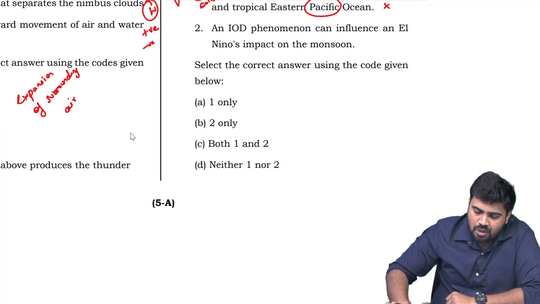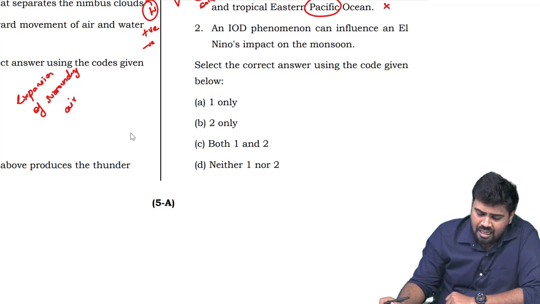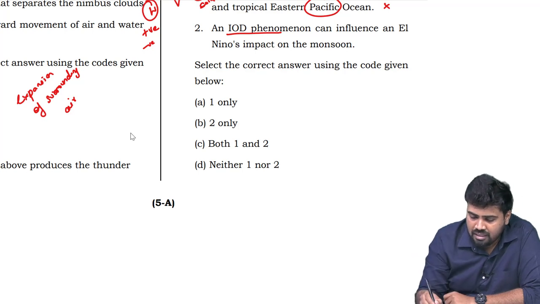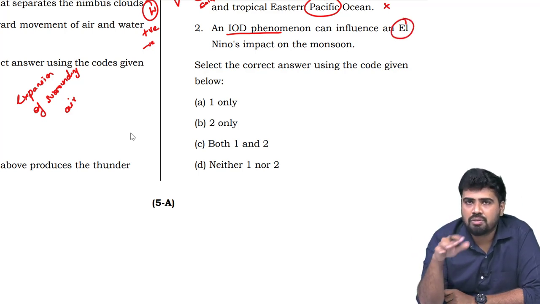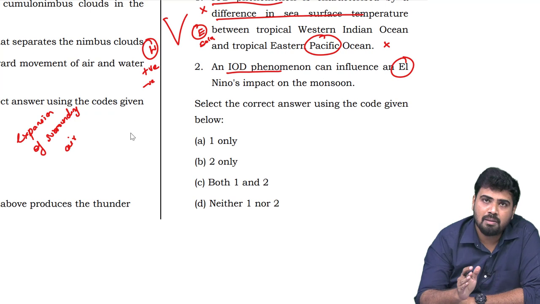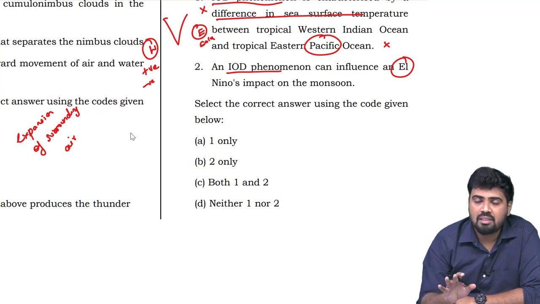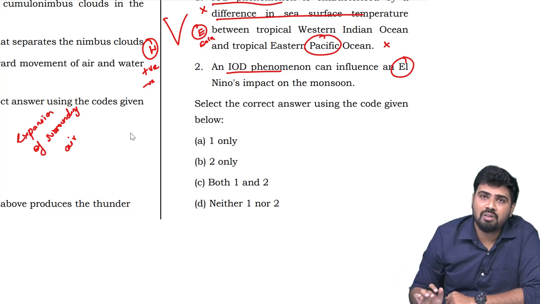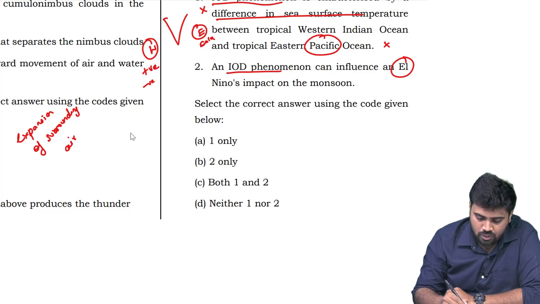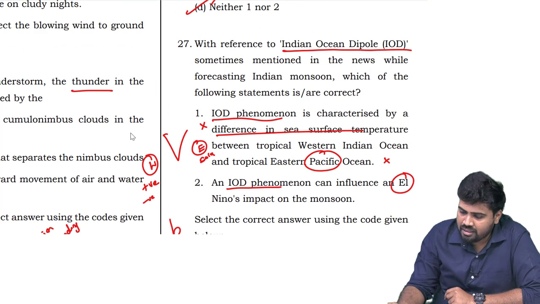Second option, an IOD phenomenon can influence an El Nino impact on the monsoon. Actually, consider that El Nino has a negative impact on monsoon. We have discussed it before. If we have positive IOD, as I have mentioned, the western pole will have warmer waters. If we have positive IOD, it can even negate the effect of El Nino. So even if there is an El Nino, during positive IOD we will get above average rainfall or good rainfall during the southwest monsoon season. So the second statement, IOD phenomenon can influence, yes it can definitely influence. So the option is B for Bombay. So 27, option B.